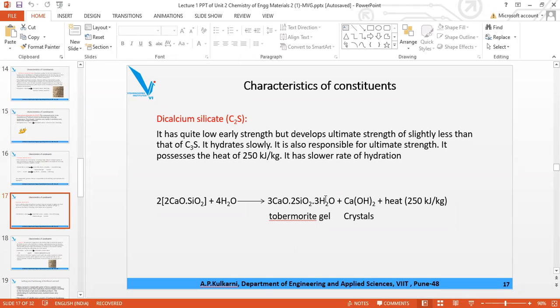Ca(OH)2 twice. This H2O is not plus, it is a dot: 3H2O. This is not plus. Plus Ca(OH)2 twice.